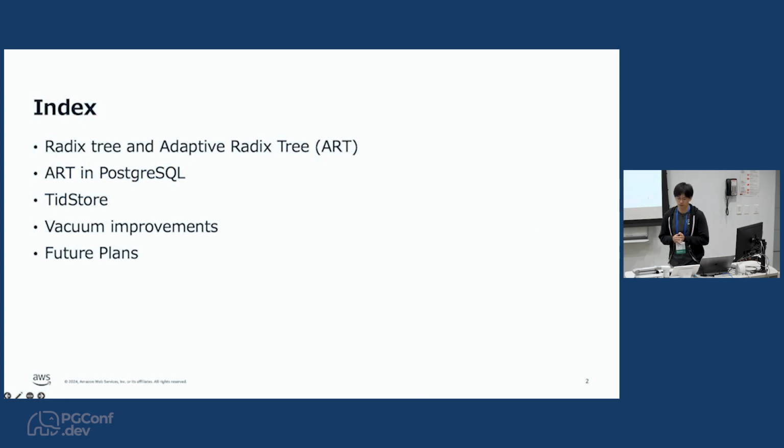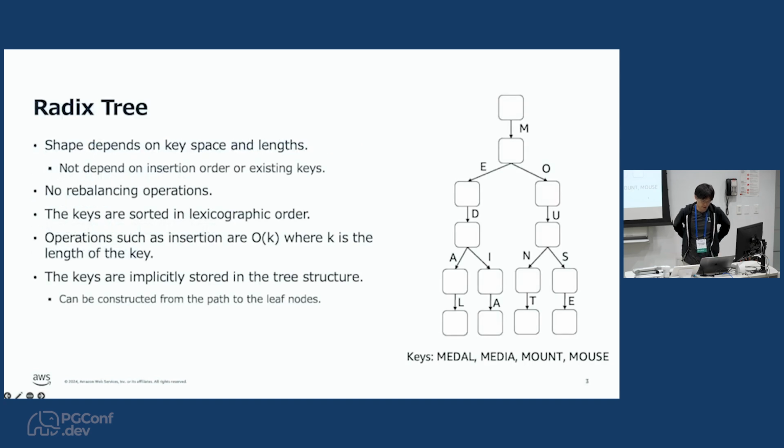In the first half of my talk, I'm going to cover the basics of Radix tree and two new data structures introduced in Postgres 17, which are ART, Adaptive Radix Tree, and TidStore. In the second half of my talk, I'm going to explain the vacuum improvements, and show some performance improvements and performance test results. And lastly, I'm going to touch on some future plans at the end. So let's get started with Radix tree.